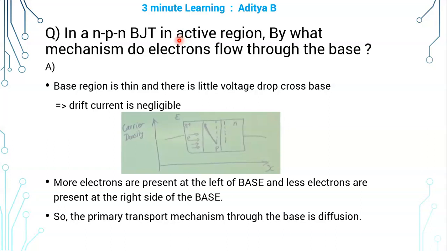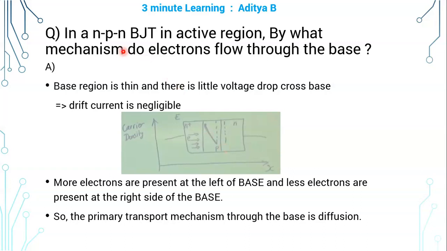Another key term in the question is active region. A BJT has two junctions, namely the emitter base junction and the base collector junction. Active region means the emitter junction is forward biased and hence it does not have any depletion region across it. The collector base junction is reverse biased and hence you can see the depletion region existing.